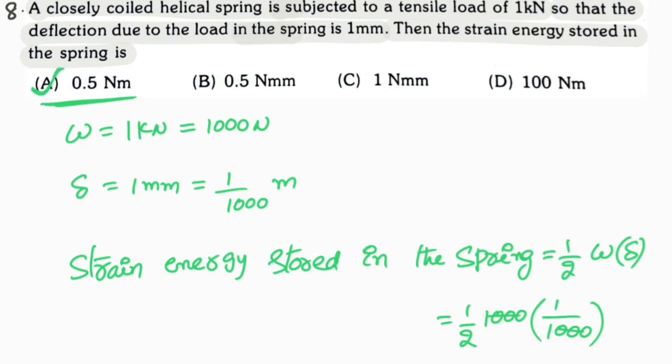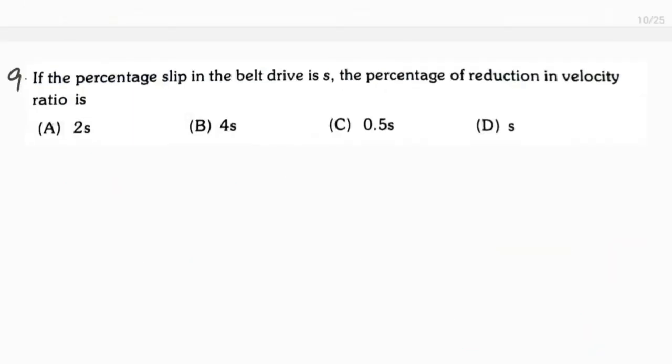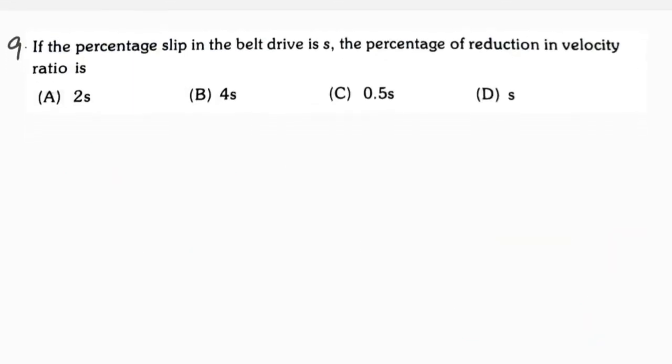Let us take another problem. Look at the next problem. If the percentage of slip in a belt drive is given, what is the percentage of reduction in velocity ratio once the slip is considered? That is the problem. First let us take the velocity ratio without slip.